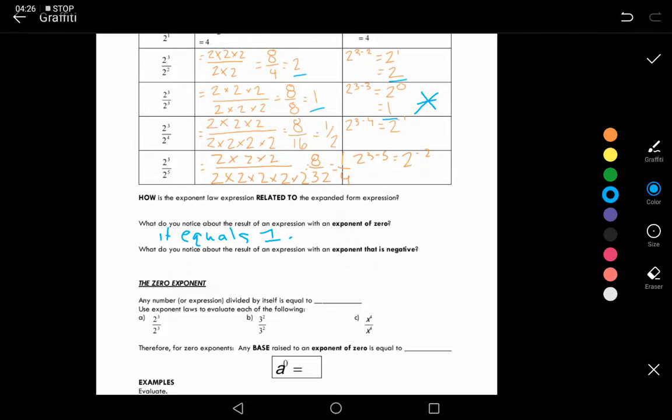Okay, and then it says, what do you notice about the result of an expression with an exponent that is negative? So now we're looking at these two here. So we can see those are both negative. And if we look at the expanded form, we notice that you get a fraction, right? So they result in a fraction.